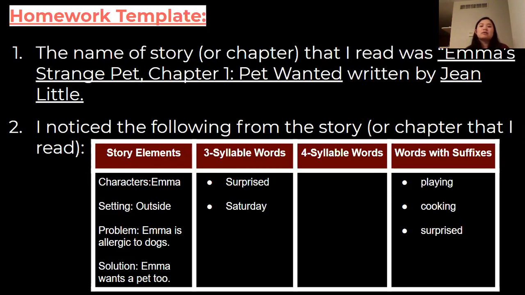Surprised, surprised. Wait, is that correct? No, it's not. So we need to take that off our list. But hang on, good thing we clapped it out. 3-syllable words, Saturday, Saturday, Saturday. Yes, that word is correct. The Saturday can stay. 4-syllable words. Unfortunately, that chapter did not include any 4-syllable words.